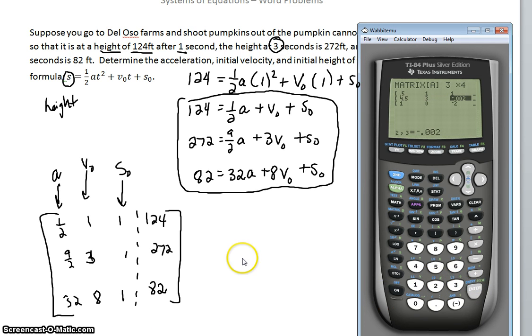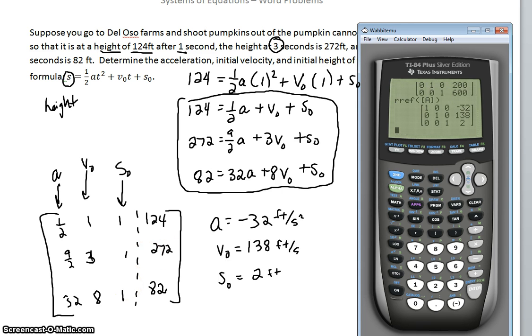So I'm going to pause it here so that I can enter these in, and then I'm going to give you the answer. Okay, I paused it, and I'm back. I know that sounds weird. I entered my RREF. I only have 15 minutes. That's why I had to stop it. Here is what you get. So you have A is equal to negative 32 feet per second squared. V naught is 138, and S of 0 is 2. Okay, so there you go.